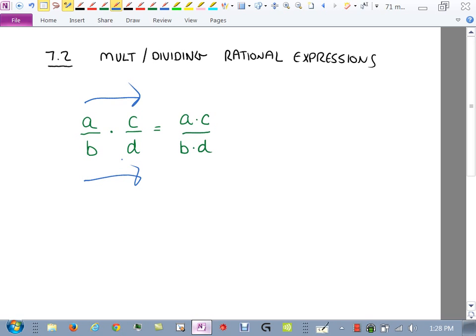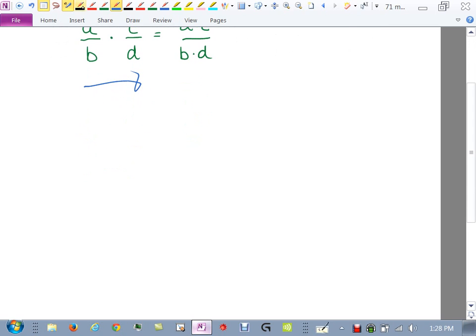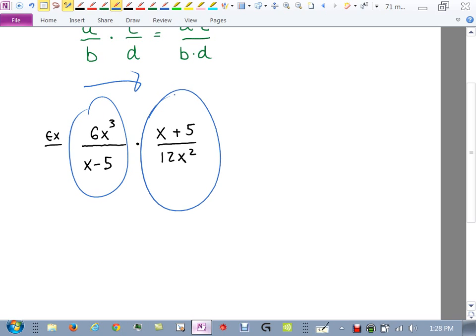So let's look at our first example. How about 6x cubed over x minus 5, times x plus 5 over 12x squared? Does everyone see we have two fractions? Two rational expressions, and we are multiplying them because there's a dot between them.